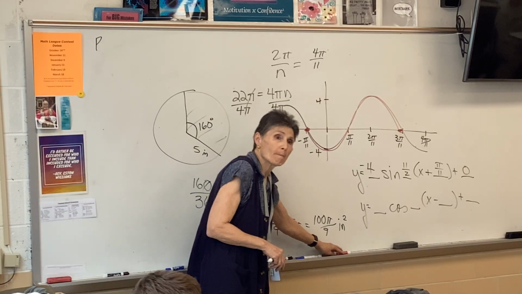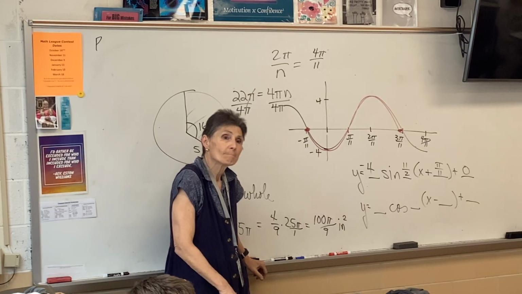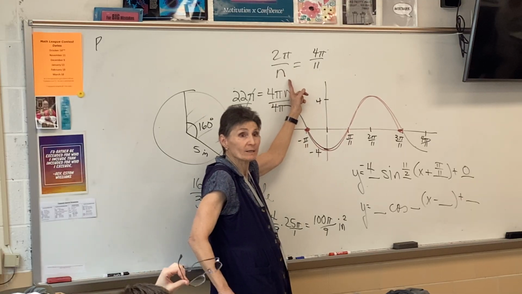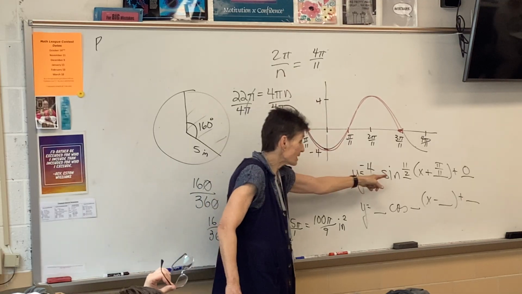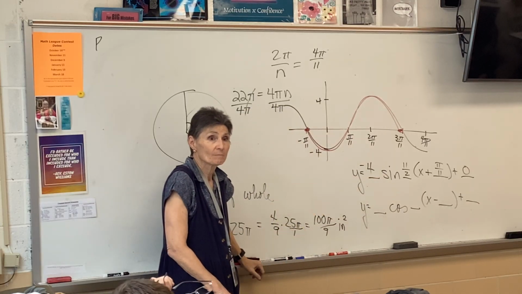Erica? So if they gave you like the 11 over 2 or the n, how would you find the period? Like how would you switch it around to find the period? 2 pi divided by that number gives you your period. Okay. So if they gave me that number, 2 pi divided by that number is my period. Okay?